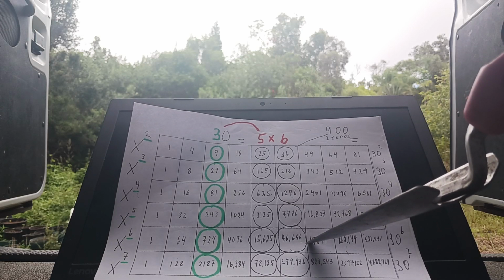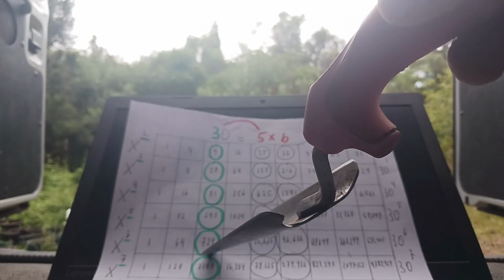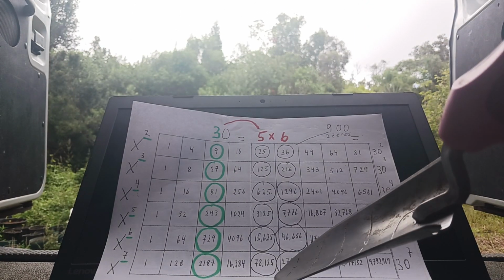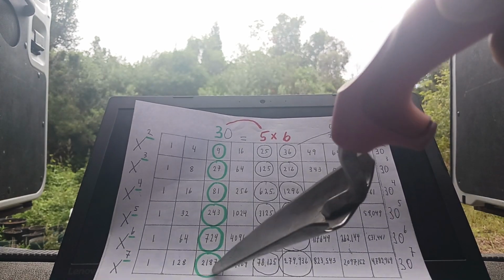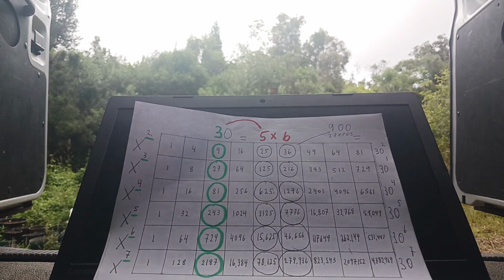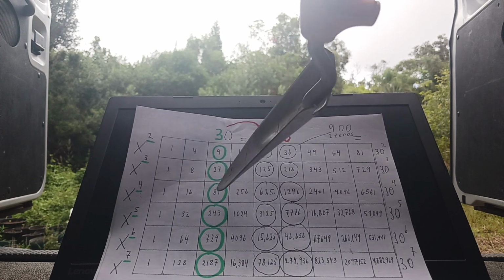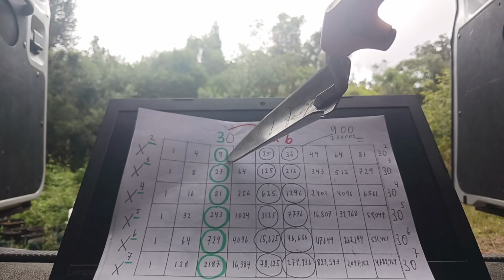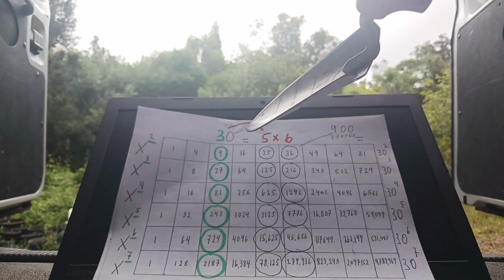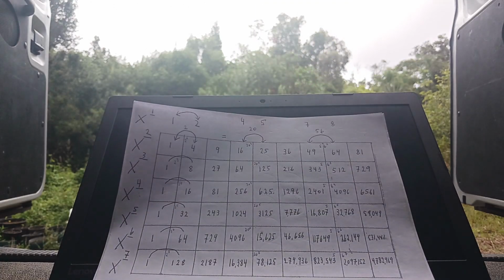15625 times 46656 is 729 with 6 zeros. 78125 times 279936 is 2187 with 7 zeros. 3 times 3 is 9, times 3 is 27, and on to 6561 with 8 zeros. Well, that's what's coming next. Doesn't matter. All right.